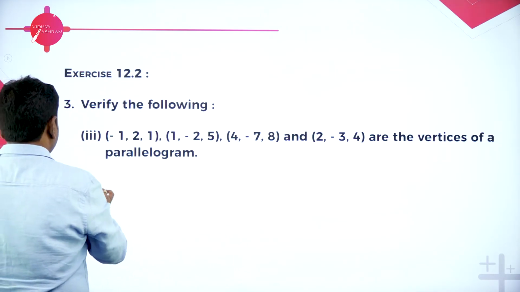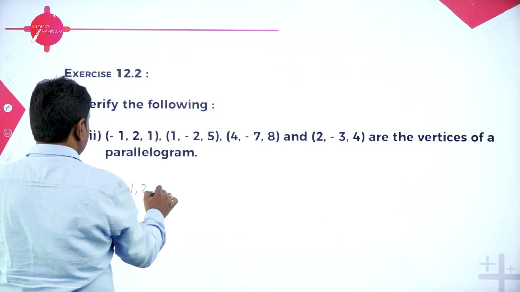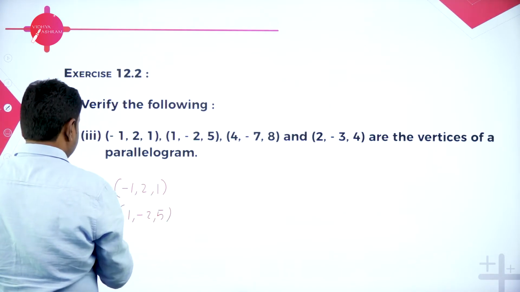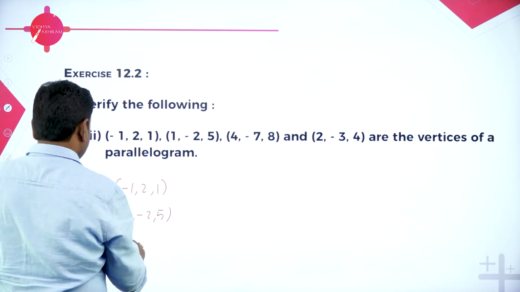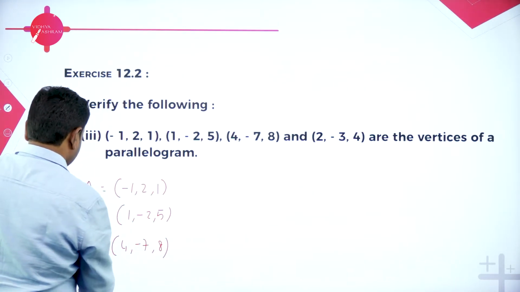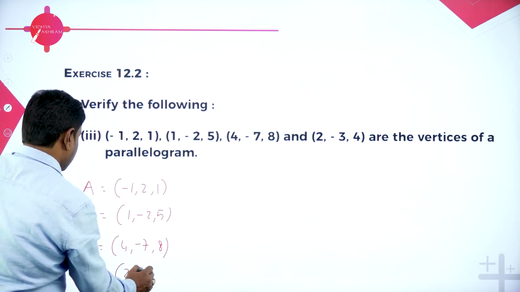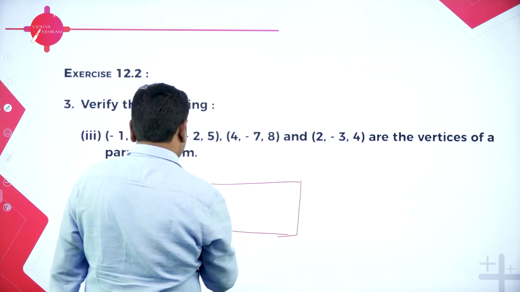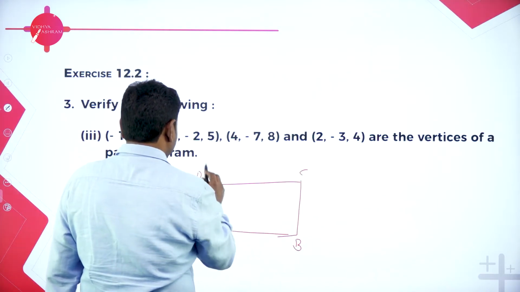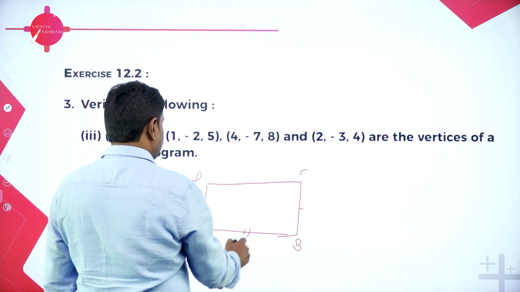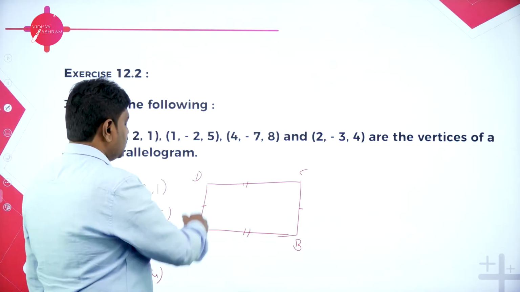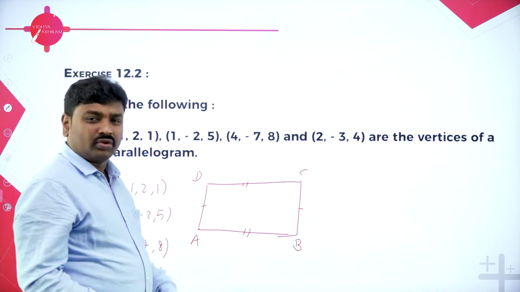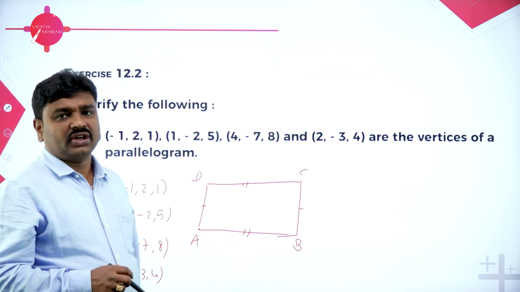So if opposite sides are equal, then we say that it forms a parallelogram. So we name the first vertex as A, minus 1, 1; then second vertex B, 1, minus 2, 5; and third vertex C, 4, minus 7, 8; and the last vertex D, that is 2, minus 3, 4. So for a parallelogram, opposite sides should be equal, A, B, C, D. So the length of AB and length of CD should be same, and AD and BC should be same. So we'll find all 4 sides. If opposite sides are equal, we can conclude it is a parallelogram.